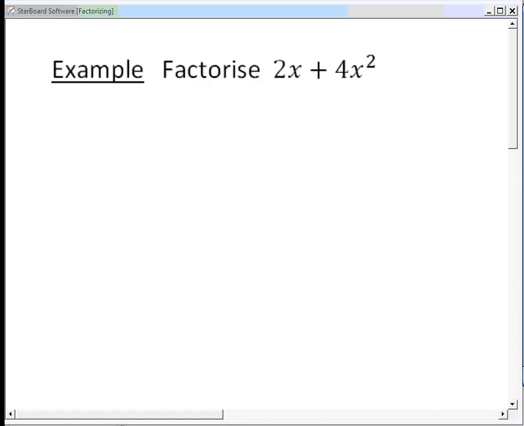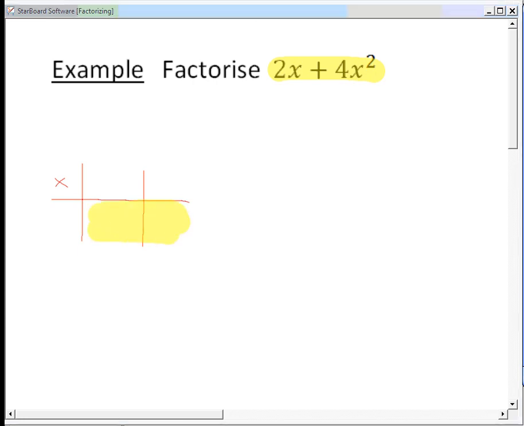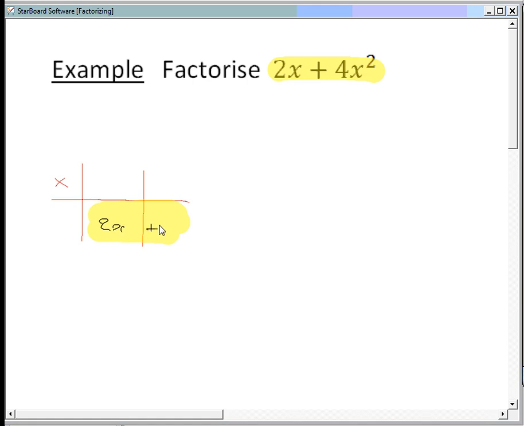Okay, so let's take our second example here, and if you remember from the last one, the key was to put the grid in, because we know that we're trying to get one thing times another. So we've got one thing times another to get an answer, and that answer is what we've been given. Yeah, we've been given this 2x plus 4x squared. And so now we've got to decide what is a common factor to both of these.